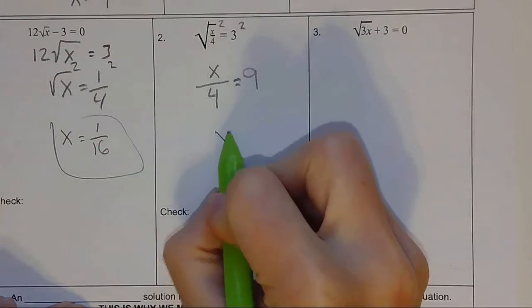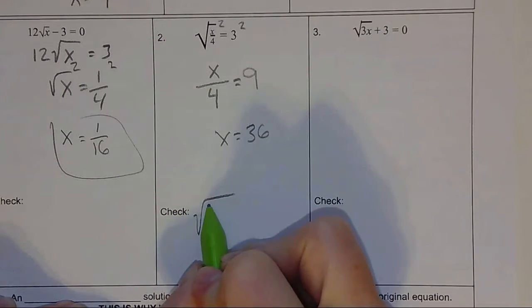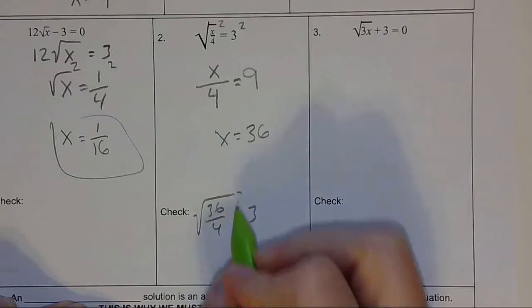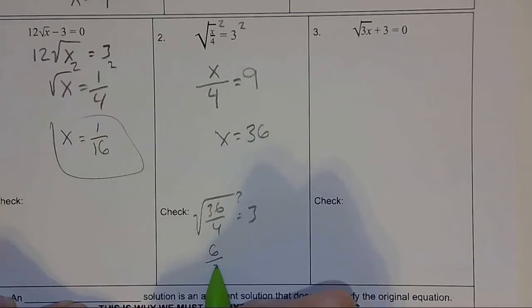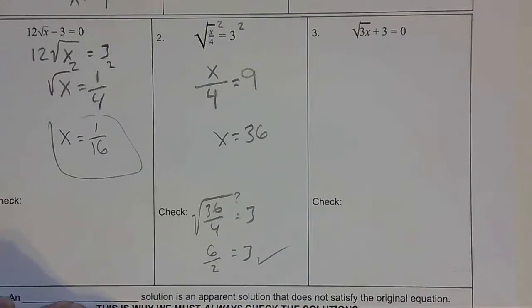Multiply by 4, so x equals 36. I'll just go ahead and check this by hand. It's just as easy as plugging it into the calculator. Do these things equal? The square root of 36 is 6. The square root of 4 is 2. Is 6 halves equal to 3? Yeah, that one works.